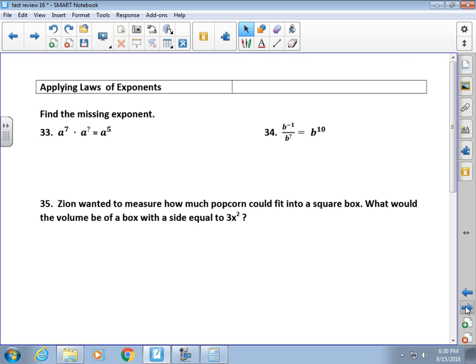Applying laws of exponents. Finding the missing exponent. So, I know that this is a multiplication problem, so my rule tells me that I would add. Alright? But I don't know what this is. What's the opposite of addition? Subtraction. So, instead, to figure out what this exponent is, I'm going to subtract. So I'm going to go 5 minus 7. 5 minus 7 is negative 2. So that is my answer. That's my missing exponent.